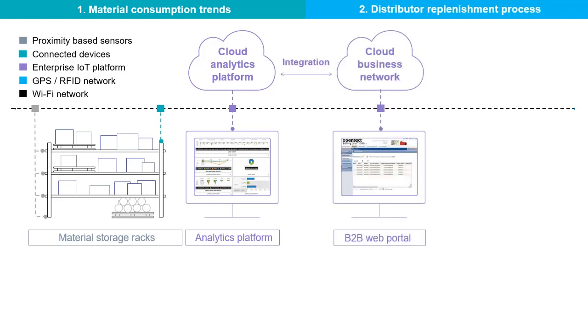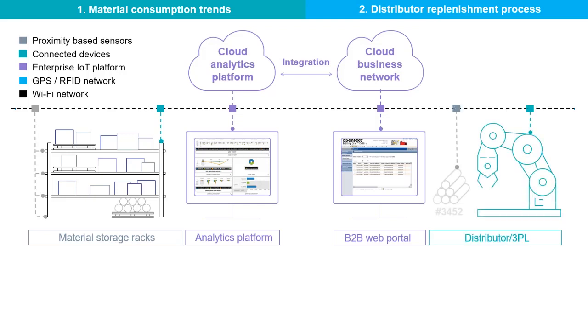Before the steel material gets to an out-of-stock situation, an event notification is sent to our cloud business network through an API integration where a purchase order is generated and sent to our steel distributor so they can replenish the material storage rack. All material distributors and parts suppliers to the factory are connected to our cloud-based business network.